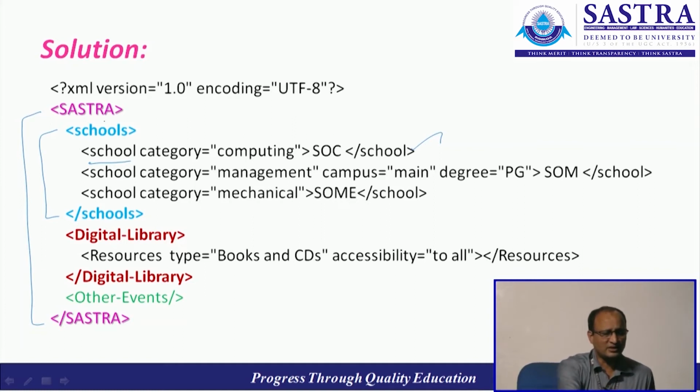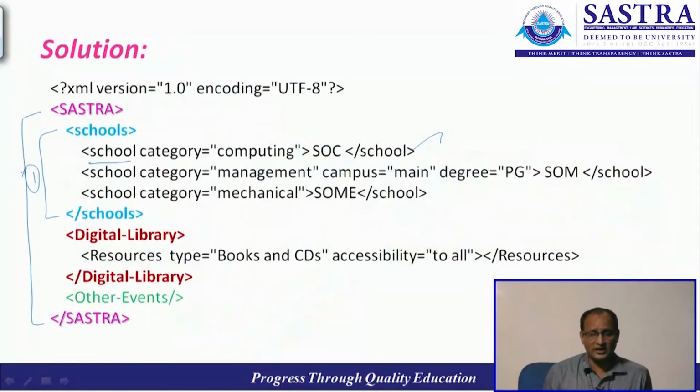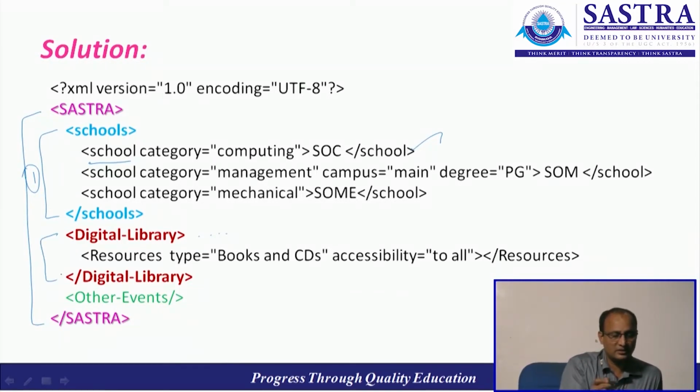The Shastra root tag has the first child as we have specified here, and the second child does not carry any text. So I haven't given any text here, directly I have included resources. Resources is a child for digital library, the second child element of the root tag. The type, and I have given books and CDs.